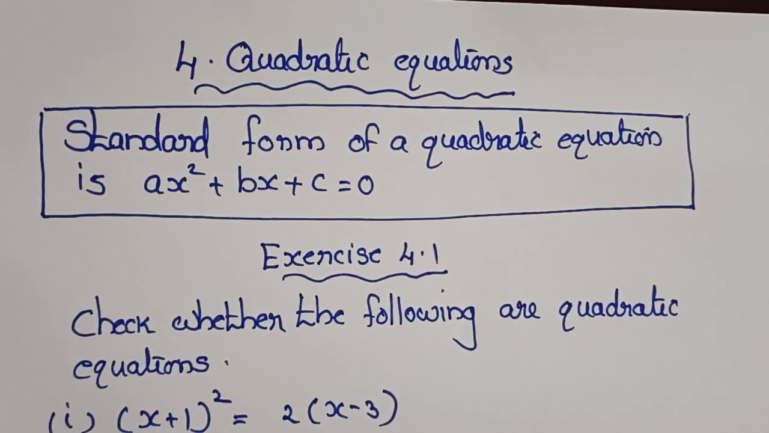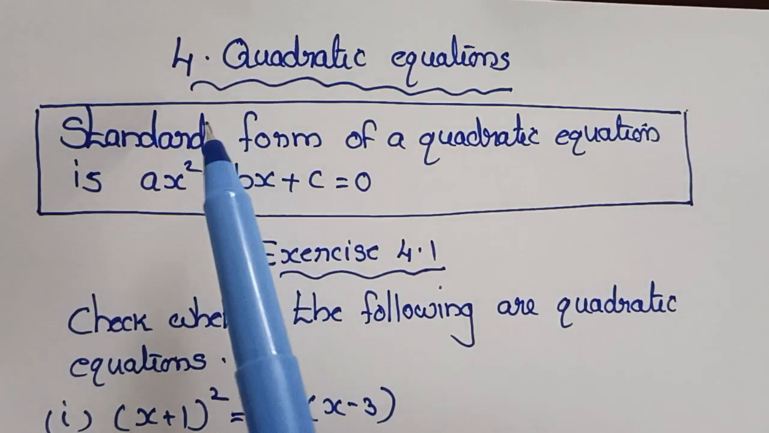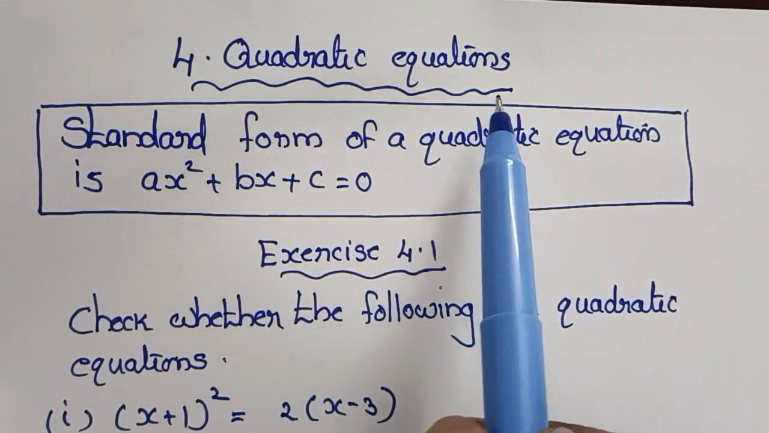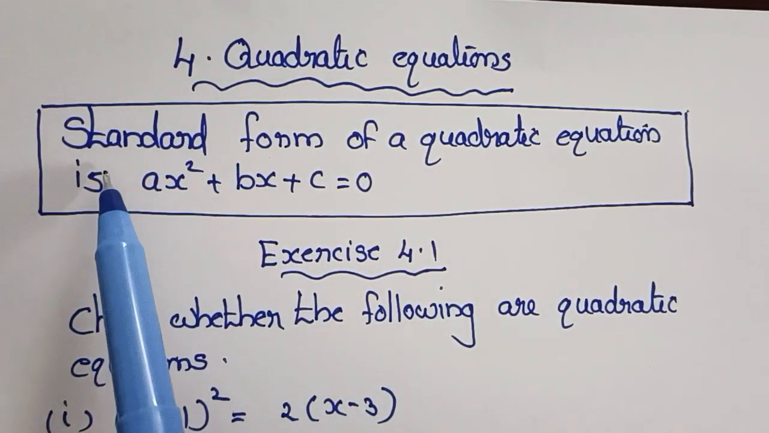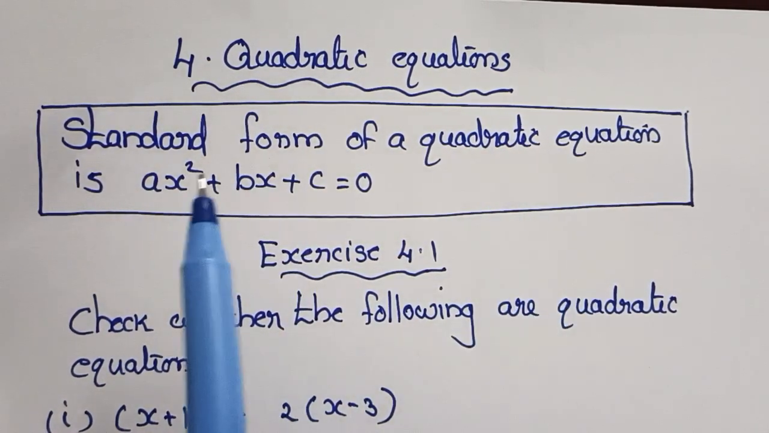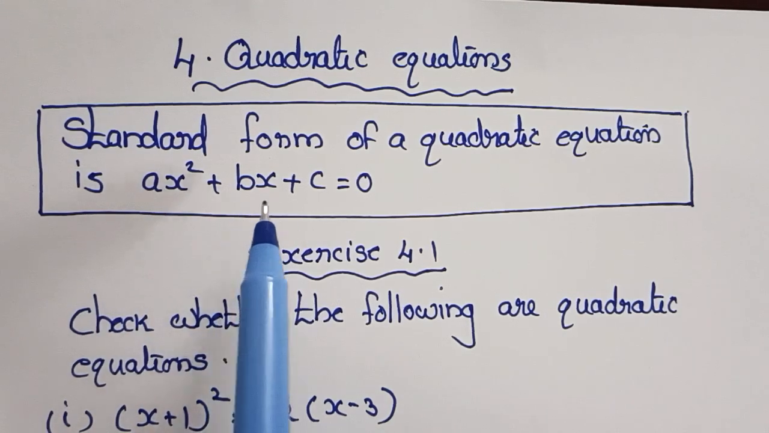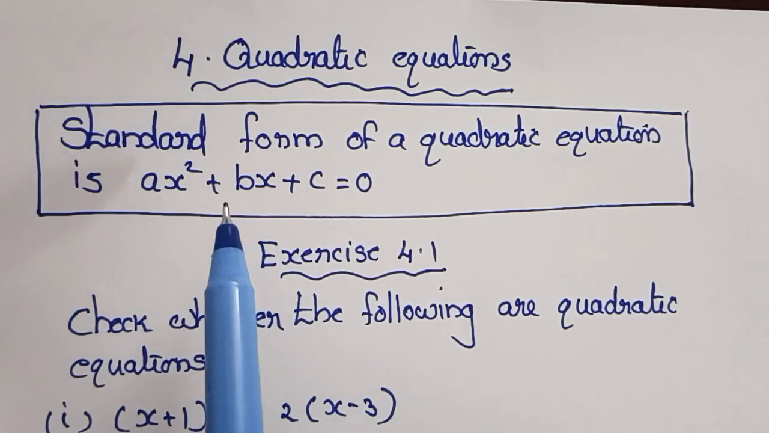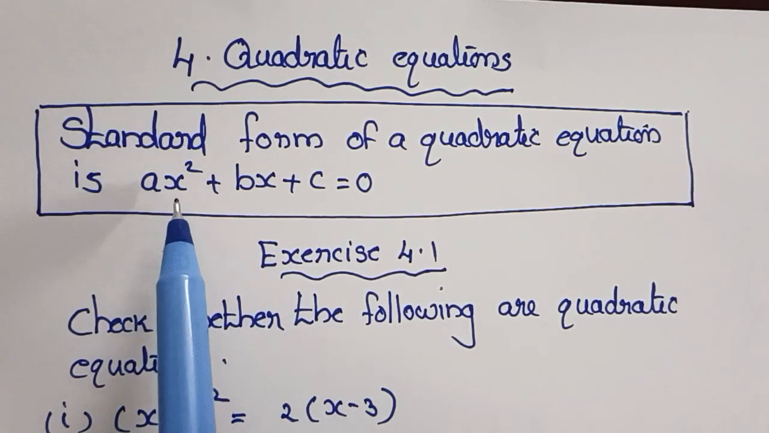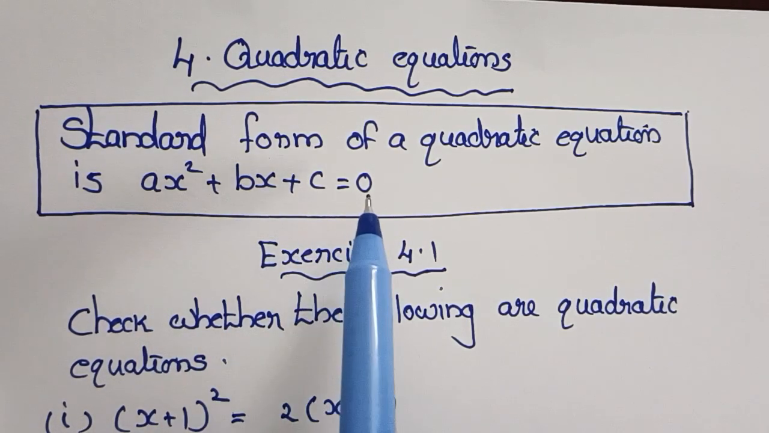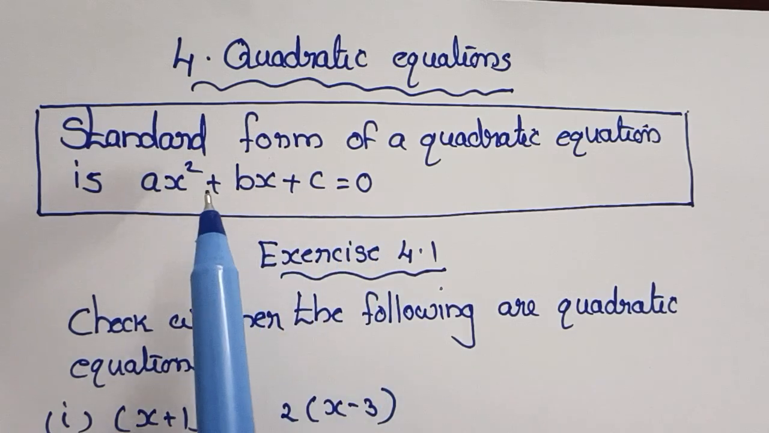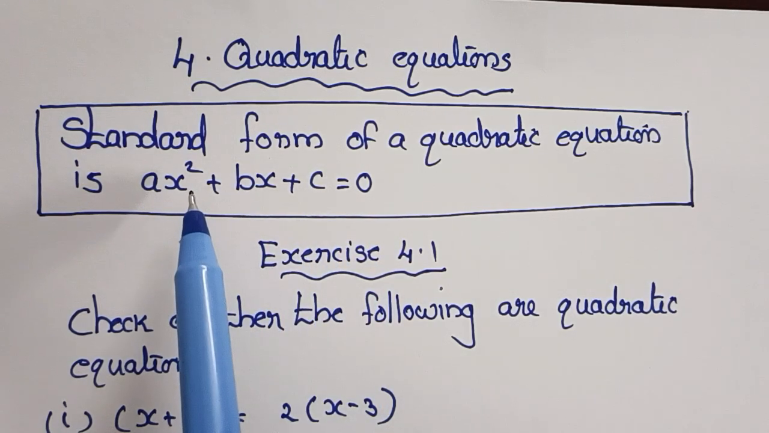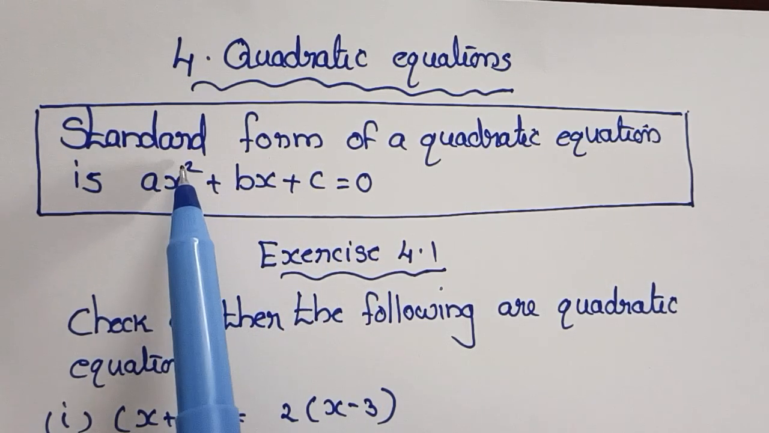Hello students, today we are going to study the fourth lesson, quadratic equations. The standard form of a quadratic equation is ax² + bx + c = 0. That is, a quadratic equation is always of the form ax² + bx + c = 0. Quadratic equation means the degree of the equation should be equal to 2.